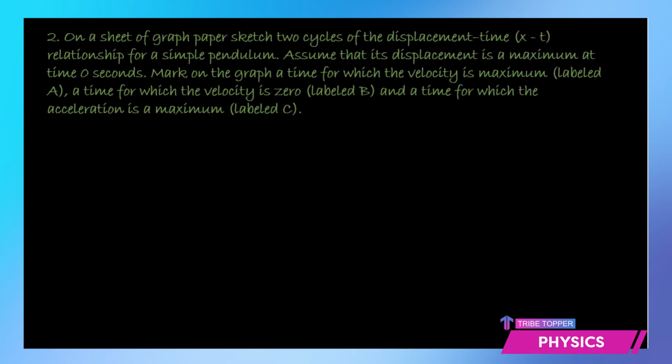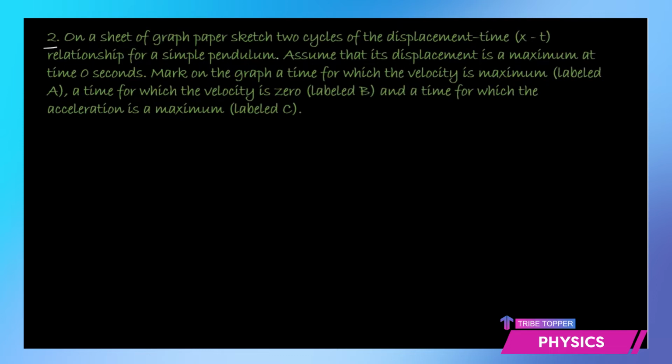Okay, our second question says that on a sheet of graph paper, sketch 2 cycles of the displacement time relationship for a simple pendulum. When they say 2 cycles, that means they are expecting you to draw 2 full waves on the displacement versus time graph.